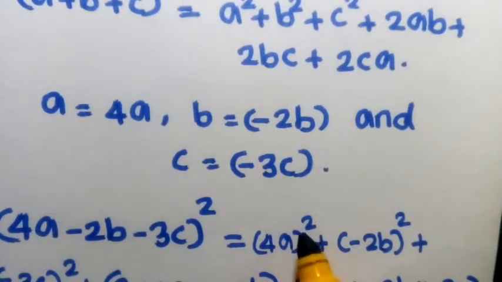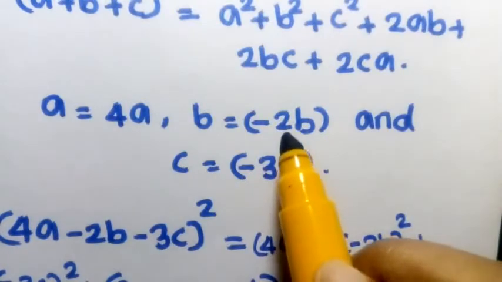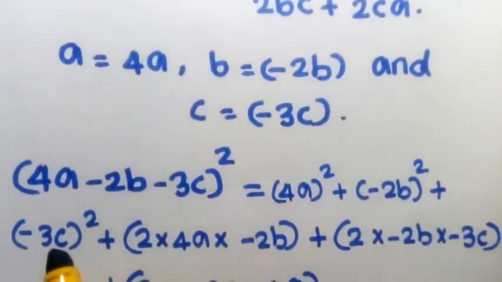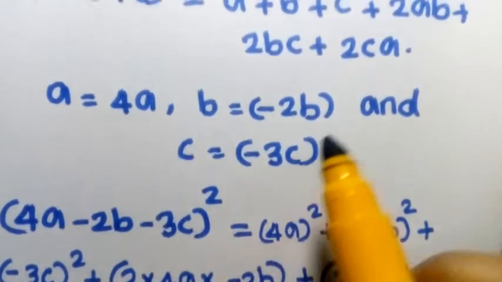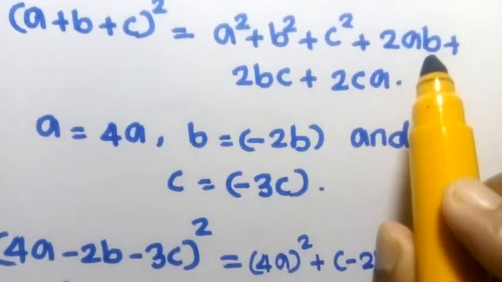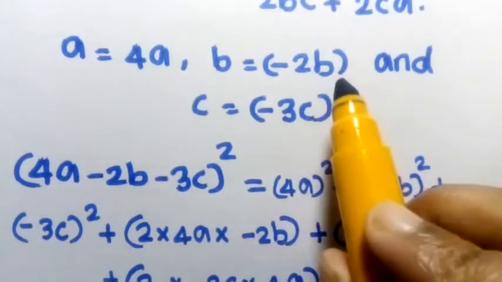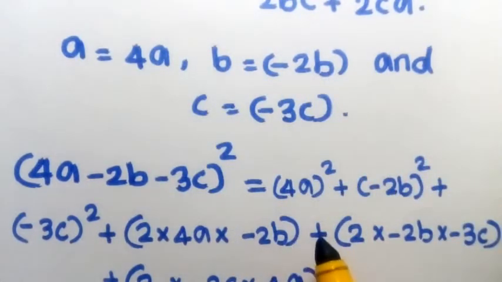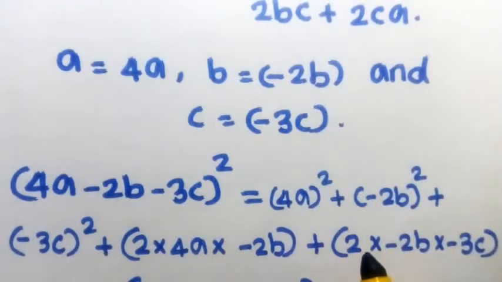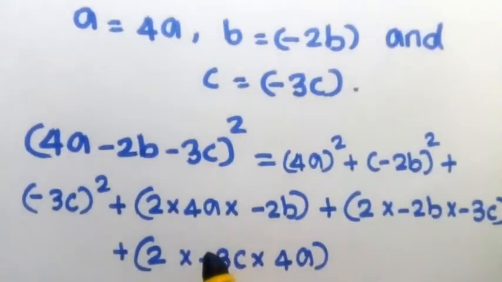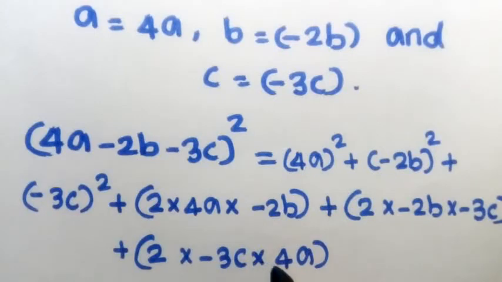(4a)² + (-2b)² + (-3c)² + 2ab. 2ab means 2 into a into b. So, 2 into 4a into -2b, plus 2bc. So, 2 into -2b into -3c, plus 2ca. So, 2 into -3c into 4a. Now, we need to solve it.